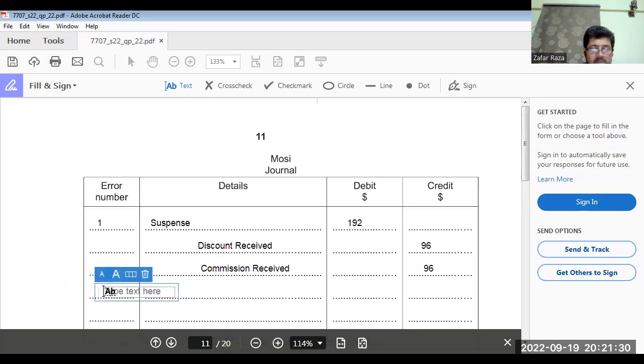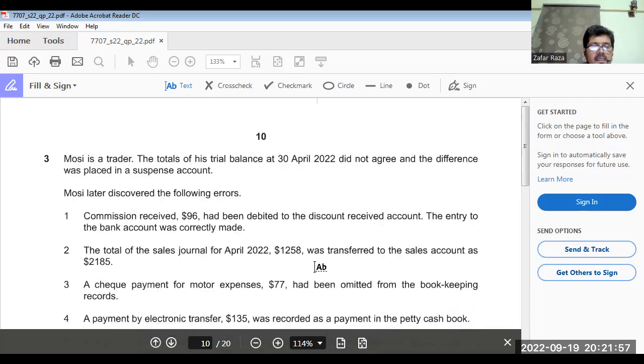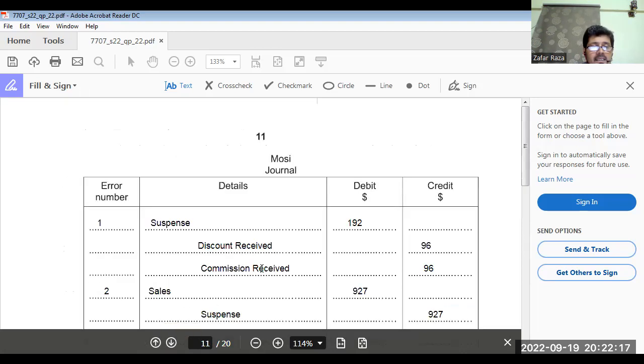So error 2, sales debit and suspense credit. That was how much? 927. Okay, done. Now third, a check payment for motor expense 77 had been omitted from the bookkeeping record. This is an error not affecting trial balance. So this is an error of omission, and it is going to be recorded like this.